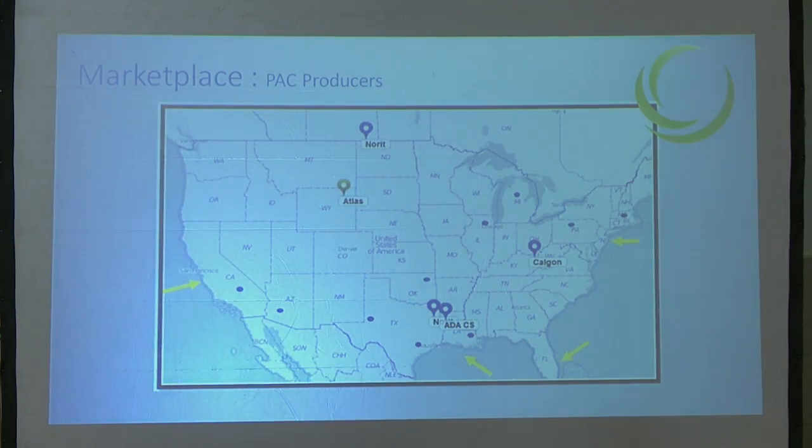PAC producers in the United States. There are only really 4 or 5 activated carbon producers in the United States right now. Calgon out in Kentucky, ADA in Louisiana, Norit in Texas, Norit up in Canada, and Atlas Carbon here in the United States. That's what all of these bubbles with labels are. These other small dots indicate activated carbon regeneration facilities.